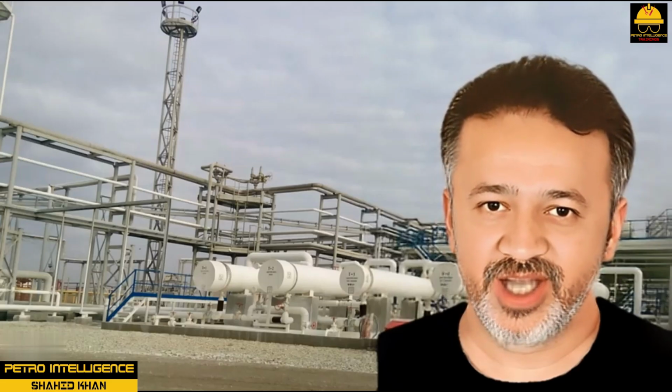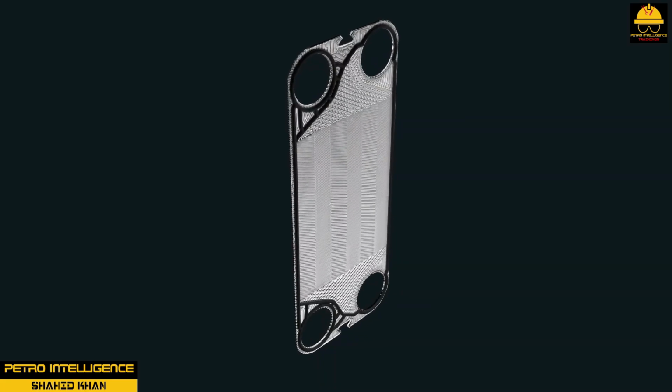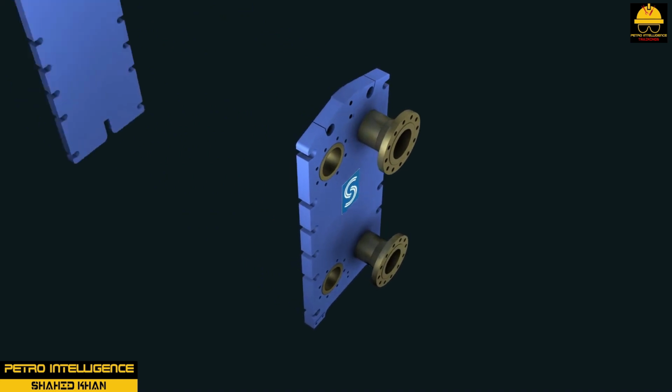Plate and frame heat exchangers. Plate and frame heat exchangers are high heat transfer and high pressure drop devices. They consist of a series of gasket plates, sandwiched together by two end plates and compression bolts as shown in pictures. The channels between the plates are designed to create pressure drop and turbulent flow so high heat transfer coefficients can be achieved.